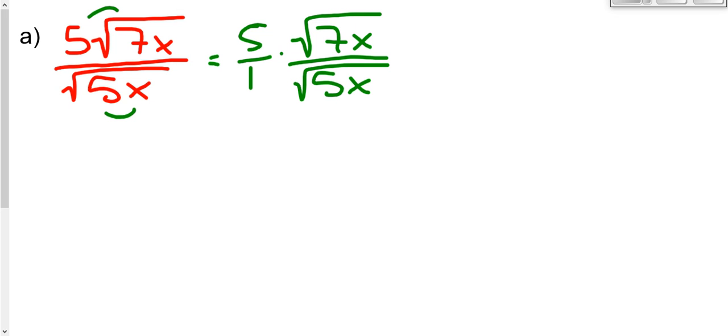All I've done is rewrite it so that I can see that I have a matching radical in the numerator, the same index here, an invisible 2 in the numerator, and an invisible 2 in the denominator. So I can actually combine these radicals. And if I do, I end up with 5 times giant tall square root of 7x over 5x.